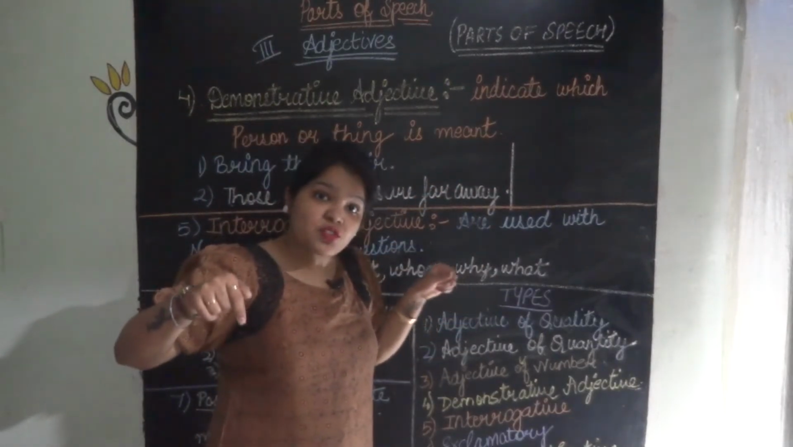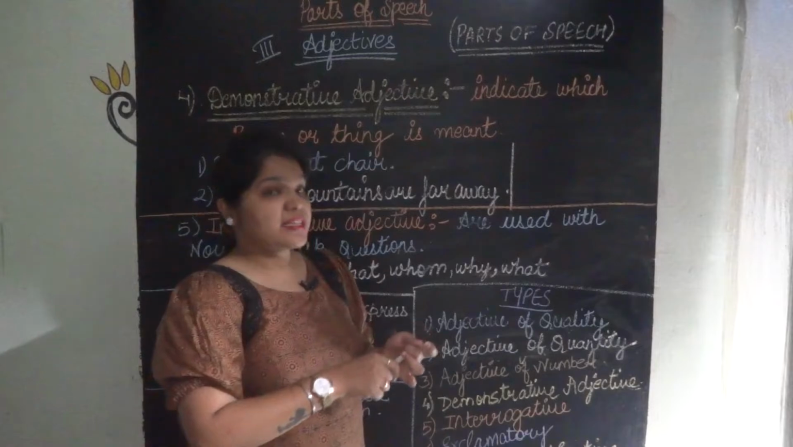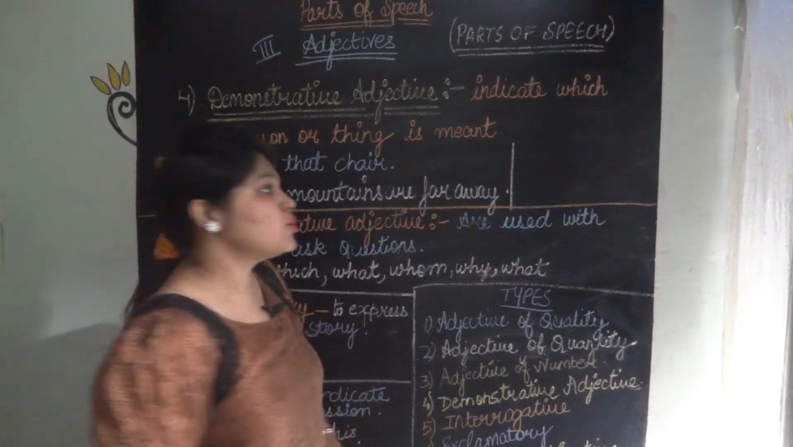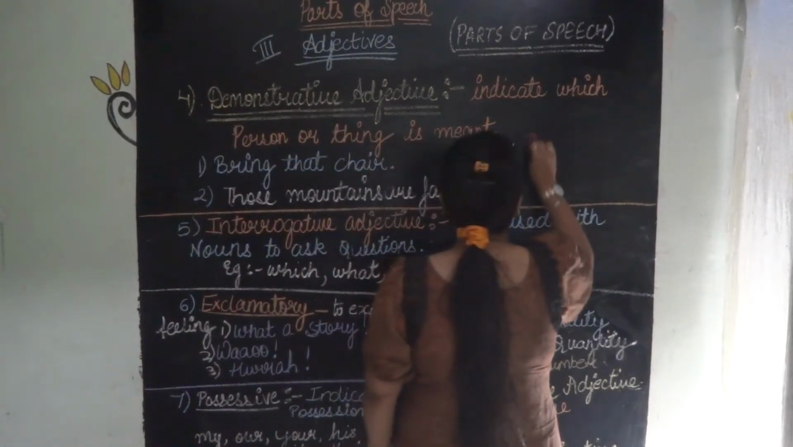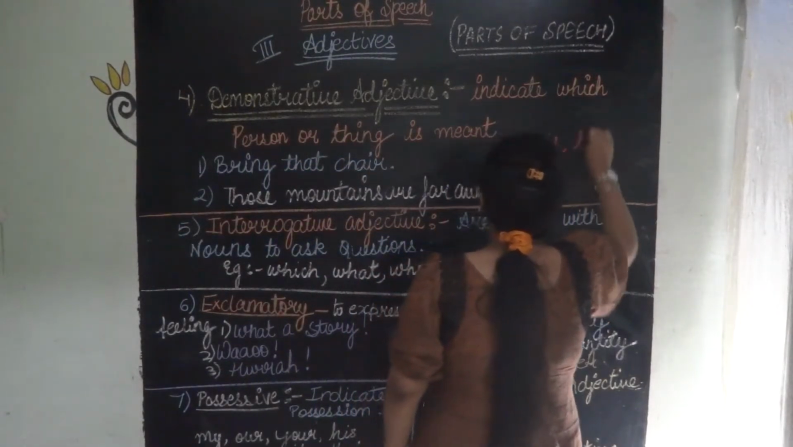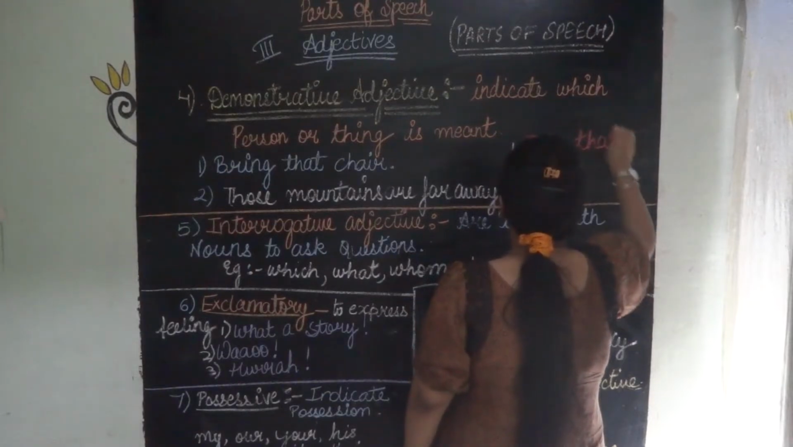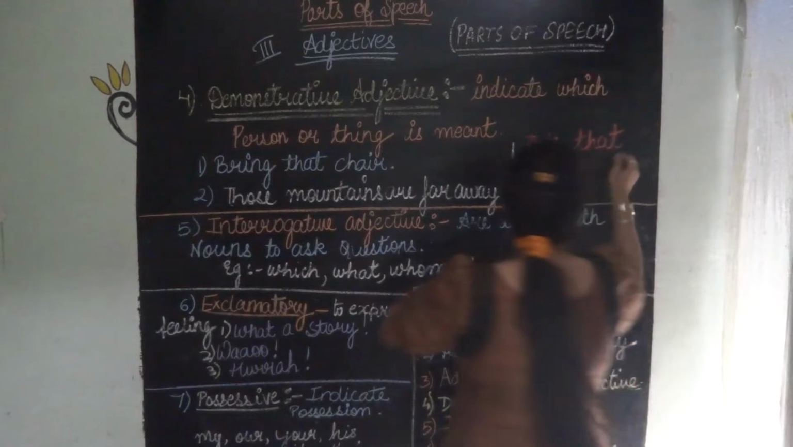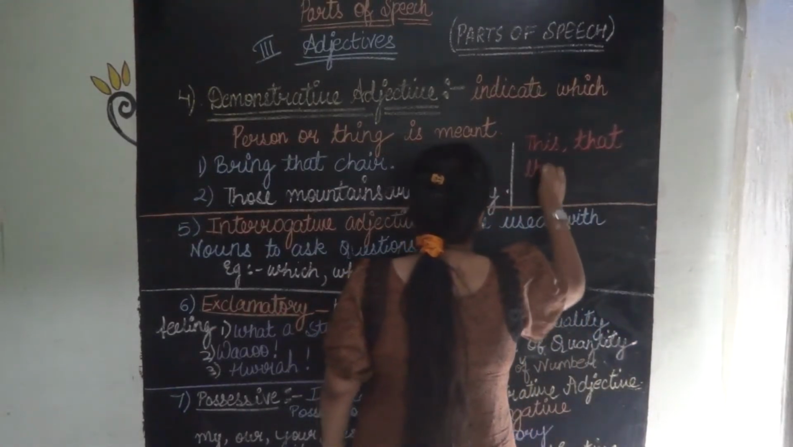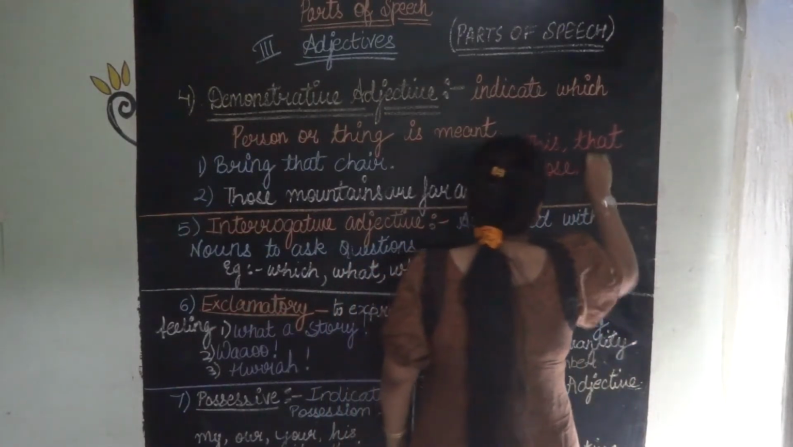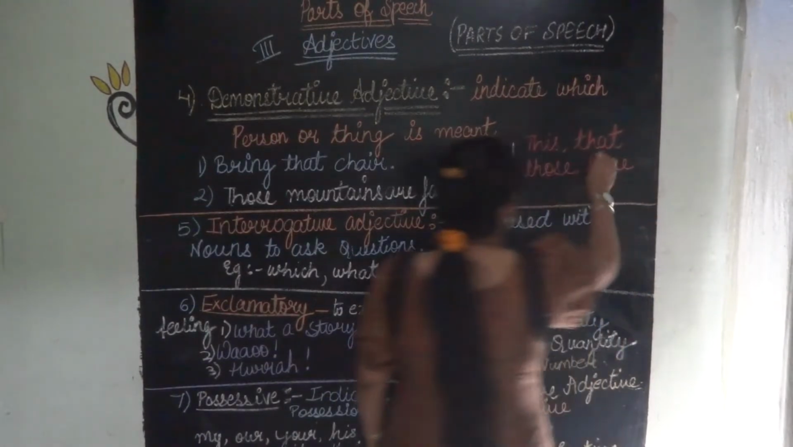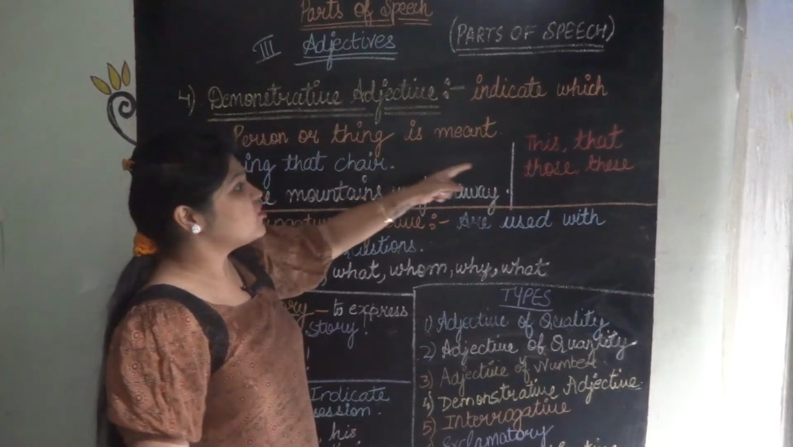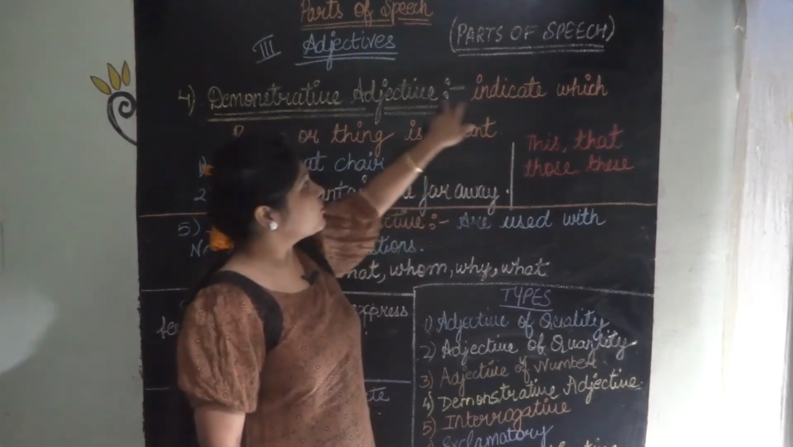This is my chair. This is my chalk. I have made a separate video also of this, that, these or those. So in this demonstrative adjective, it is about this. What are the examples of the word? This, that, those, these. Okay, these are the demonstrative adjectives. Like, bring that chair.